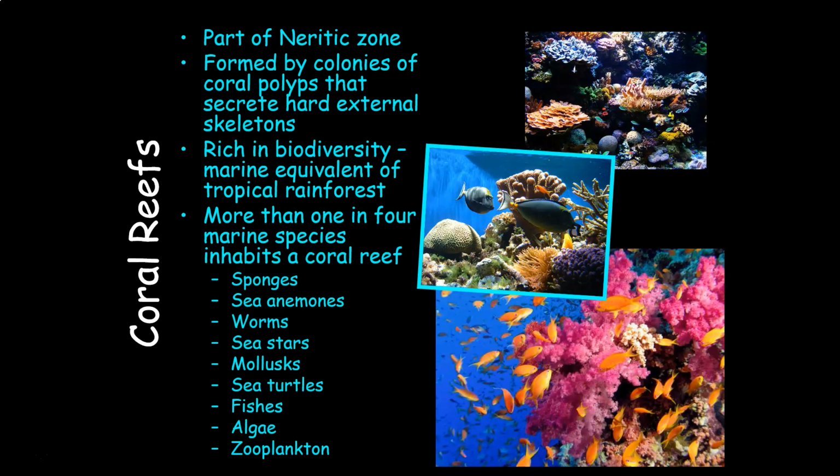More than 1 in 4 marine species actually inhabits, I should say, a coral reef. So we see sponges and sea anemones, the sea worms, sea stars, mollusks, sea turtles, fish, algae, zooplankton, cute little Dories and Nemos, right? Clownfish. So all of those sorts of things are hanging out here and really, really beautiful. But also, once again, very sensitive to a lot of things that are going on globally right now. And so we have to be very careful about our conservation efforts in a means to keep these high biodiversity ecosystems stable and healthy.